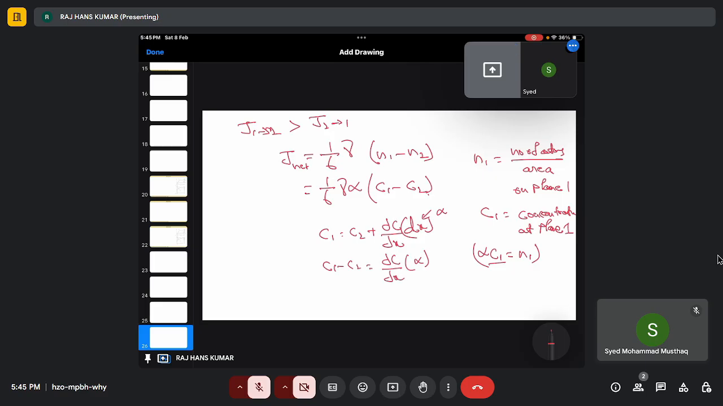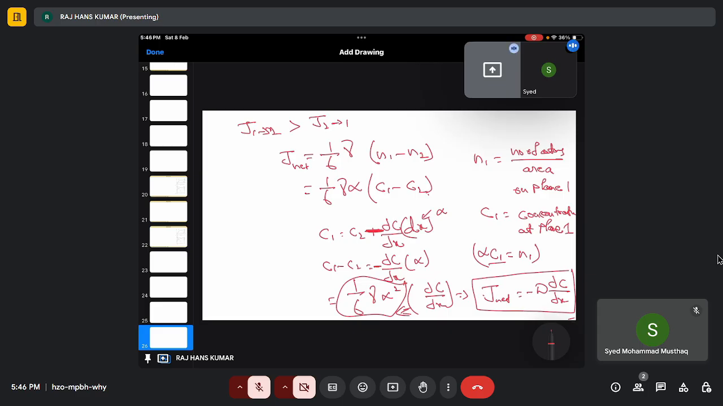Then this will be equal to 1 by 6 times jump frequency times alpha square times dou C by dou x. And this whole term can be taken as constant. That will be equal to, this is minus, not plus. So that will be J net equals minus D dou C by dou x.